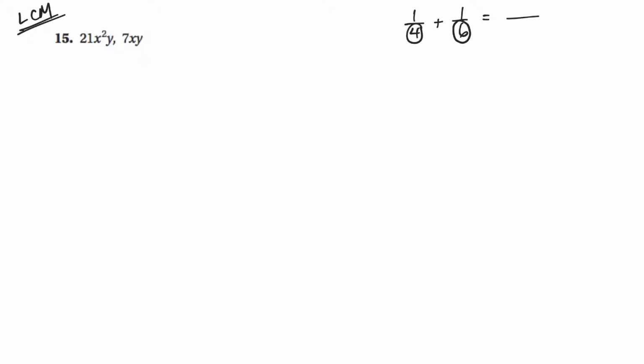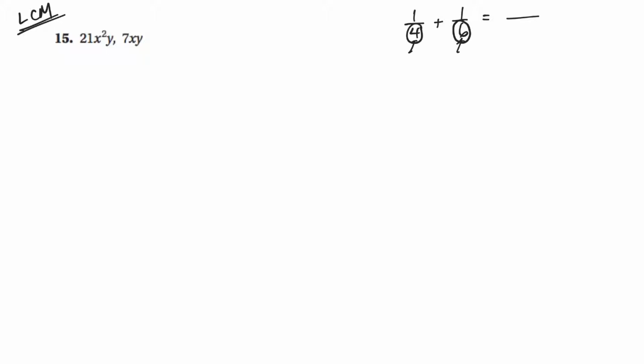It turns out you don't have to have the lowest one, but if you don't pick the lowest one, it would cause more work at the end of the question. So it's easier to pick the lowest one. So I want to find the smallest number that both 4 and 6 will divide into.